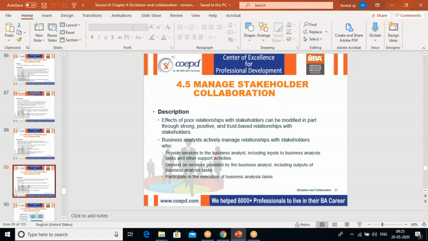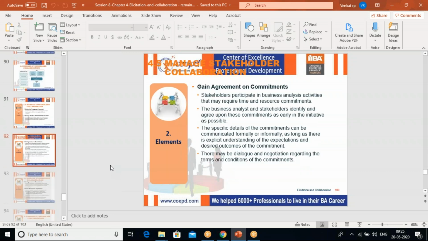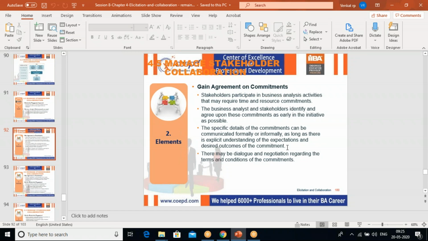All right, now if you look into the elements part of it, number one, we have gain agreement on commitments, number two, we monitor the stakeholder engagement, and number three, we have collaboration. So how will we make it up? Number one, we have to gain agreement on commitments. What does agreement on commitments mean?